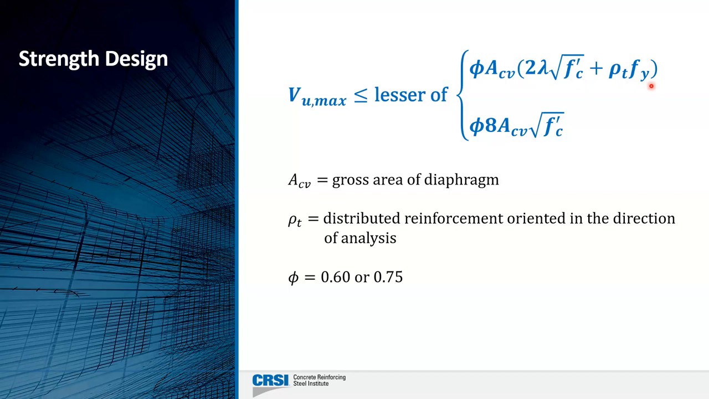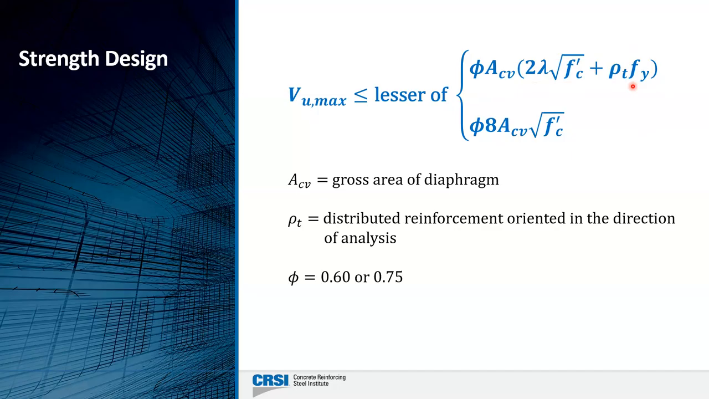Now, generally speaking, because of their overall geometry, it's not uncommon for V sub U max to be less than or equal to just this part here due to the concrete. So usually what I'll do is I'll calculate V sub U and then check this part here, just the 2 lambda square root of f prime c. Lambda is that lightweight concrete factor. Usually that's going to work, and then I don't have to worry about providing any additional shear reinforcement.